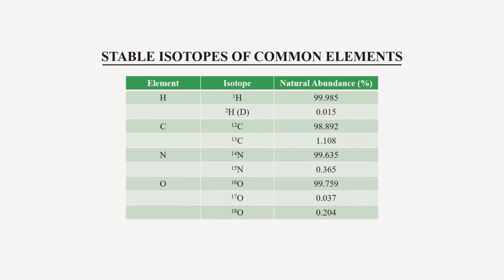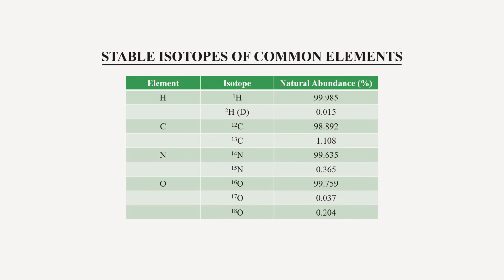0.015%. The two stable isotopes of carbon are carbon-12 and carbon-13, with carbon-12 being the major stable isotope that contains a relative atomic mass of 12 and a natural abundance of 98.892%. Carbon-13 is another stable form of carbon isotope with a relative atomic mass of 13 and its natural abundance of 1.108%. The two stable isotopes of nitrogen are nitrogen-14 and nitrogen-15.